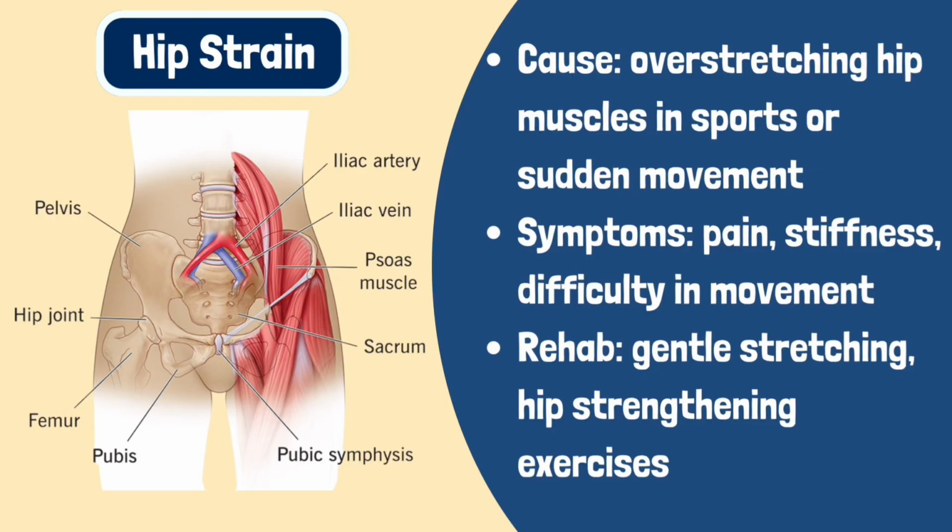So for the causes of hip strain, first is sudden twisting motions in basketball, football, or martial arts. Next is overstretching the leg while kicking, and the lack of warm up or muscle fatigue. For the symptoms, first, sharp or dull pain in the hip area, muscle stiffness making it hard to move freely, and in severe cases, swelling or bruising.